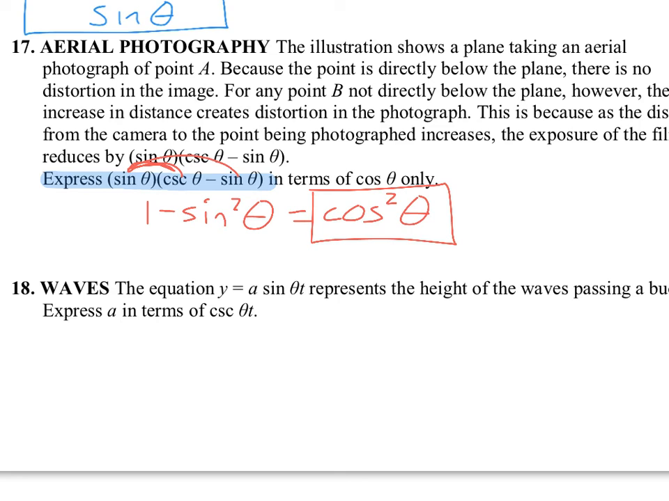Okay, almost the same thing on the last one. So they want us to take this expression and put it in terms of cosecant theta t. They want us to express a in those terms, that is. So first thing we have to do is solve for a. So if I get a by itself, then I have y divided by sine theta t.